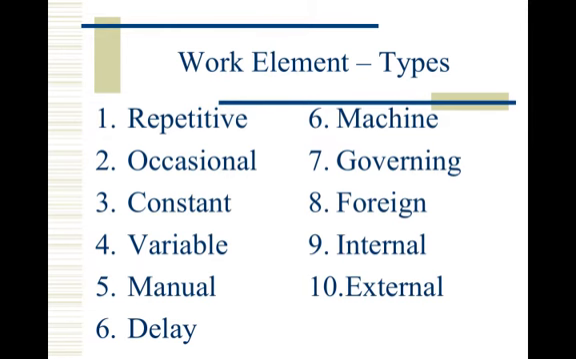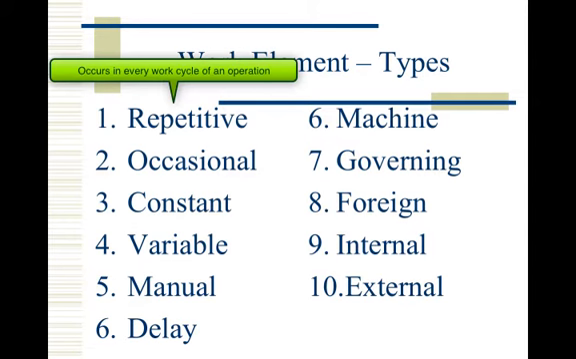Okay, so once you've observed the process and broken down the different tasks into work elements, you want to label each element by what type it is. This is important because different types of elements factor into the equation differently. Okay, first we have a repetitive element. A repetitive element is one that is done repeatedly through each cycle. An example of this would be a cashier greeting each customer in line.